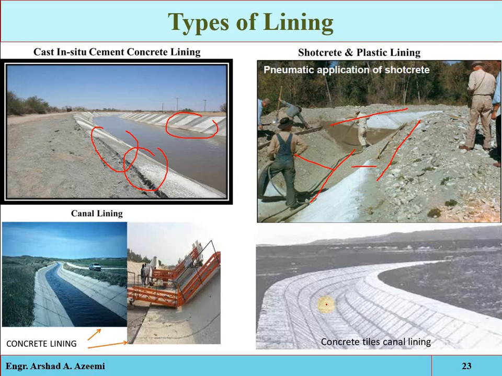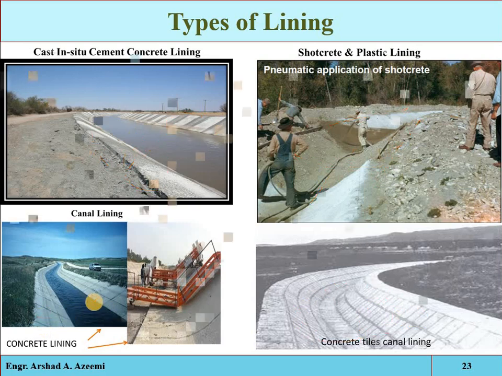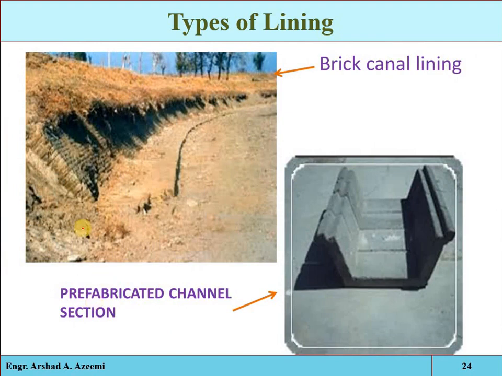Here you can also see that the canal is lined with different types of concrete tiles that have been installed. This is also a type of paved concrete lining. So these are the different types. Also, for example, if clay is available in the nearby area and brick manufacturing is easy, then the canal can be lined with different types of bricks.